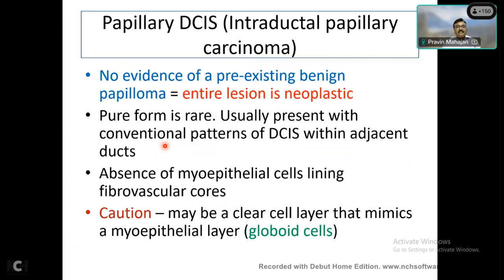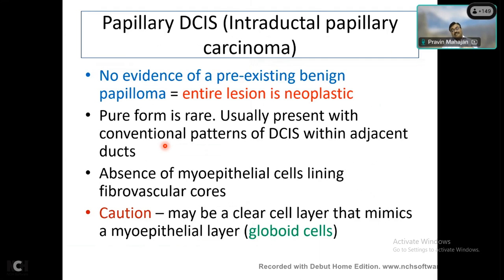Now we'll come to the third category of lesion in papillary lesions, which is papillary DCIS, also called intraductal papillary carcinoma. What you have to remember is that you should not see any pre-existing papilloma in this. That means you should not see any pre-existing benign papillary proliferation in it, so the entire lesion should be neoplastic. Another thing you have to remember is that the pure form of papillary DCIS is very rare. You usually see this papillary DCIS along with other types of DCIS in the adjacent ducts.